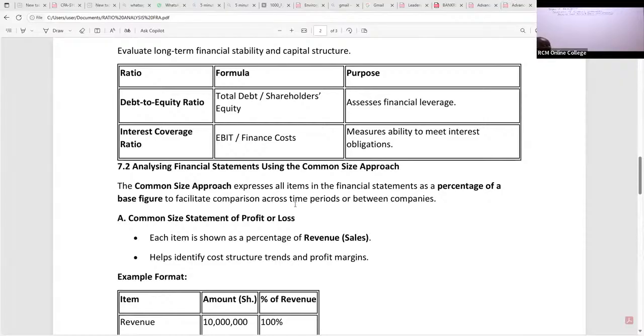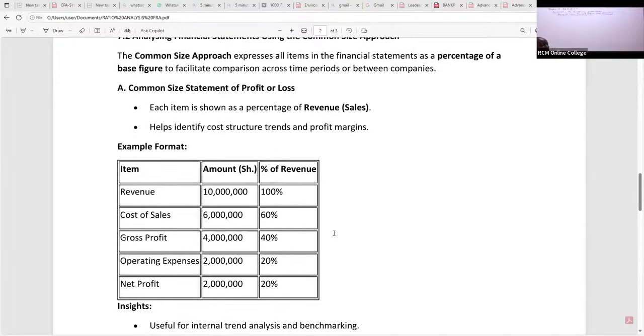The common size approach expresses all items in the financial statements as a percentage of a base figure. For profit and loss, what will be the base figure? What will be the common item in all the values we shall be analyzing? For P&L, the common or base figure will be revenue. And this is how we shall be doing this common size P&L.